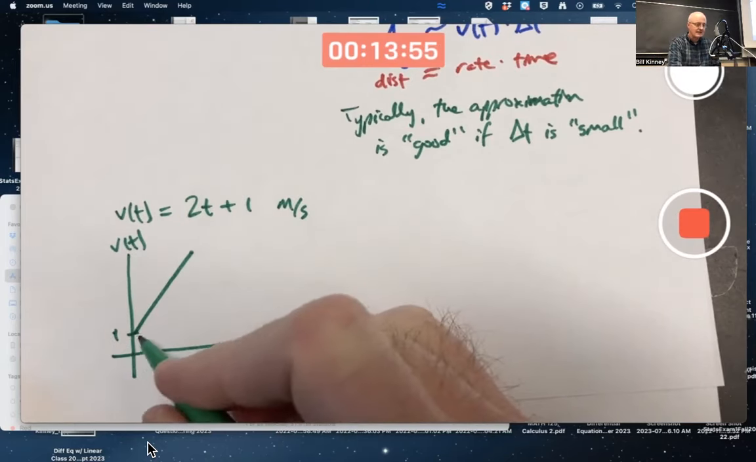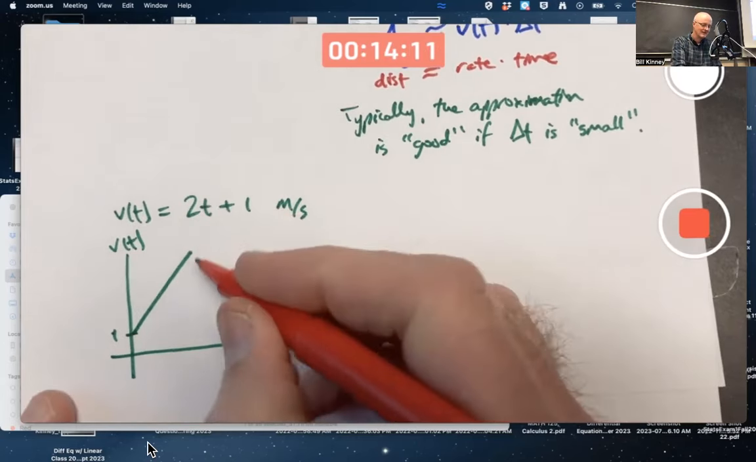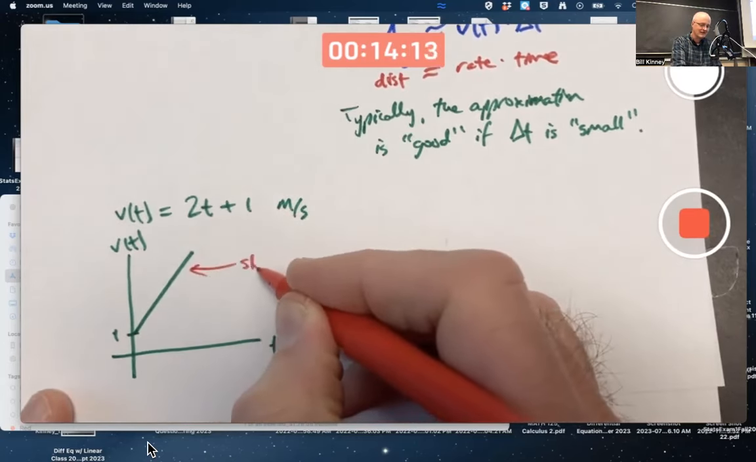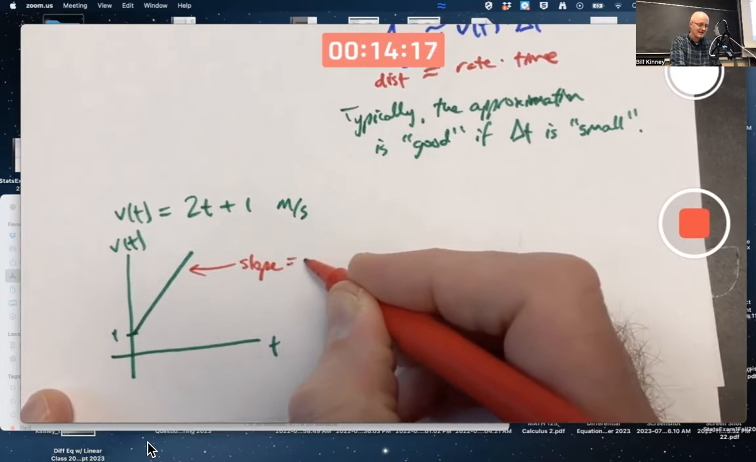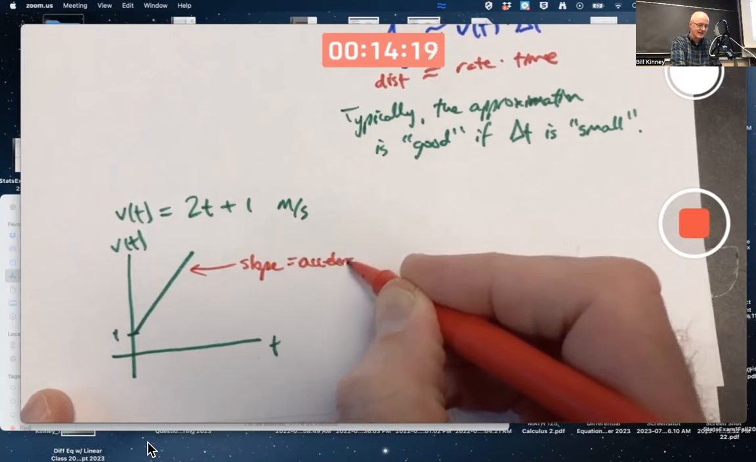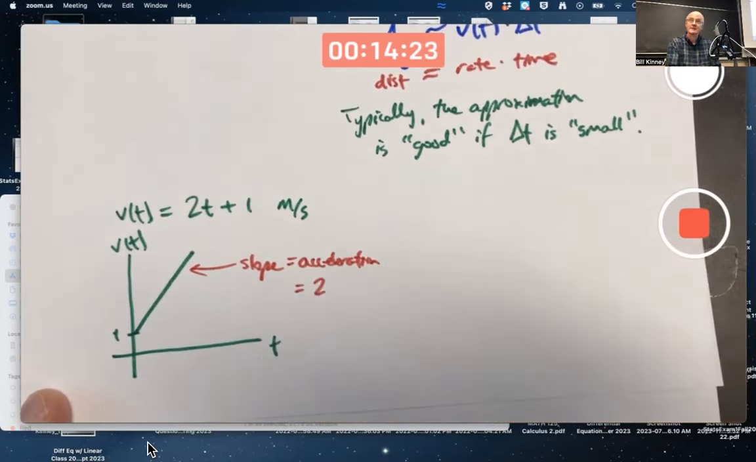The fact that the graph goes upwards means you're speeding up. You're going faster and faster. In fact, your acceleration is constant. What would the acceleration be here? It's the slope. That's the acceleration in this context. And it's a constant slope of 2, the derivative of this.